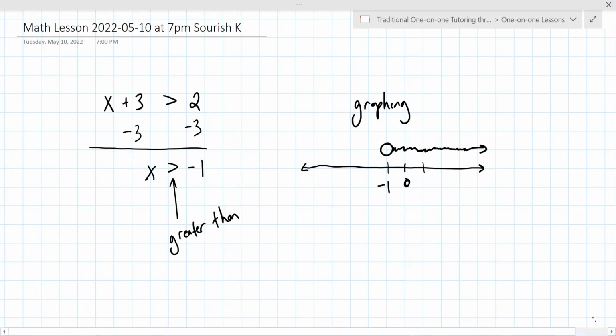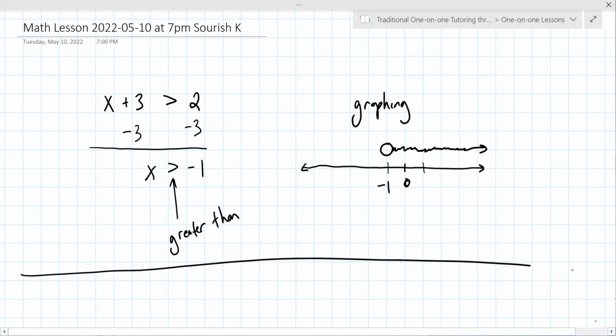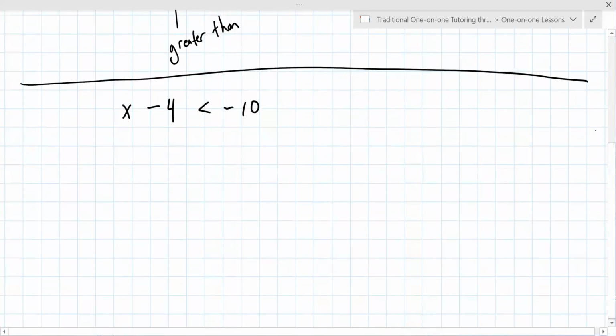Okay, let's look at another problem here. Let's say I give you x minus 4 is less than negative 10. How do you get x by itself? You're supposed to add 4. So x is less than what number?